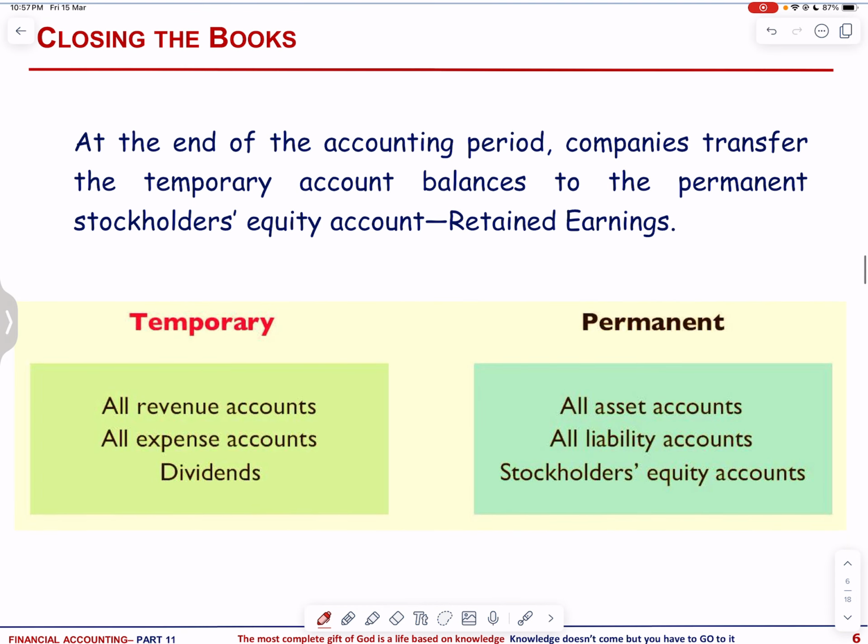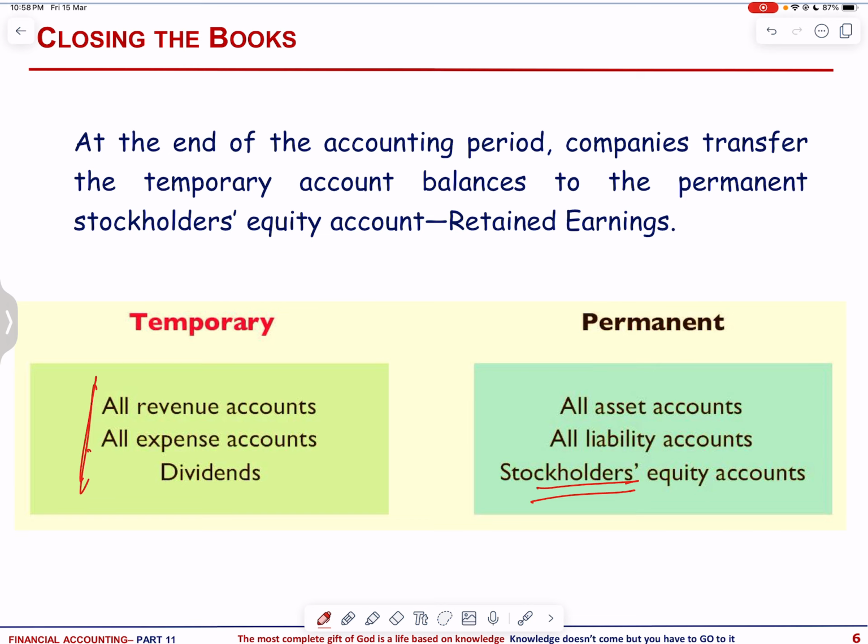After preparing the adjusted trial balance at the end of the accounting period, companies transfer the temporary account balances to the permanent stockholders equity account through the preparation of closing entries. So understanding the closing entries helps us to know how temporary accounts and retained earnings work.